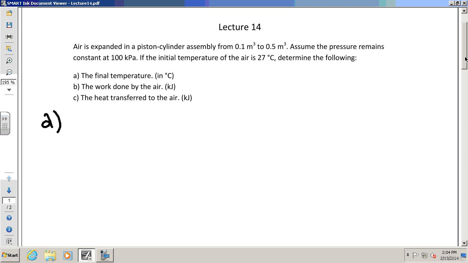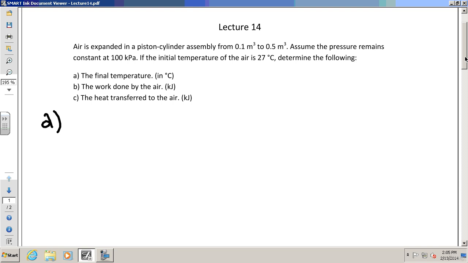Okay, first off, it says here, air is expanded in a piston-cylinder assembly from 0.1 meters cubed to 0.5 meters cubed. Assume the pressure remains constant, right? Piston cylinders, we're going to generally make that assumption. 100 kPa, atmosphere, pretty much, right? Okay, if the initial temperature of the air is 27 degrees Celsius, determine the following: final temperature, work done, and heat transfer.